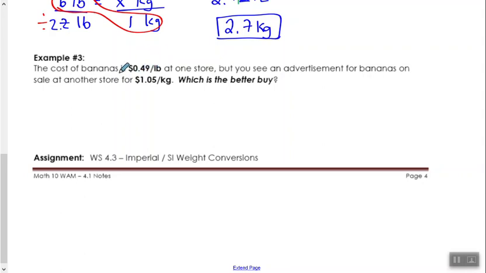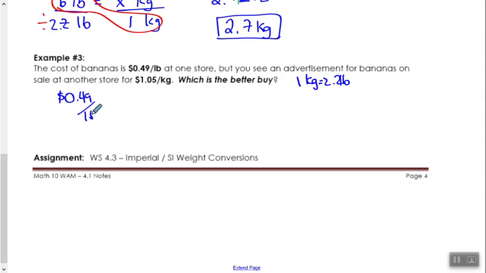So this one's in pounds. I can convert it to kilograms and then compare, or I can take kilograms and convert it to pounds and compare. Now it's really not going to matter which one you do as long as you're doing it correctly. So let's take a look at this 0.49, so 49 cents per pound, so $0.49 per pound. Okay, now 1 kilogram is 2.2 pounds.